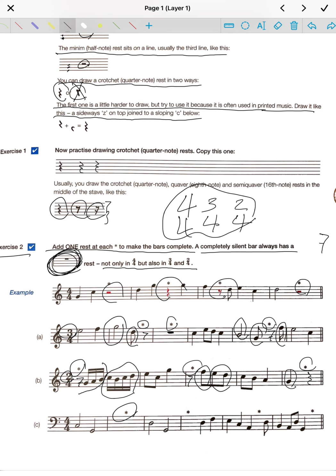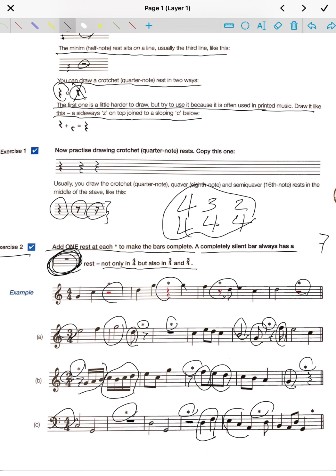Next asterisk is an empty bar again, so we'll go ahead and draw our semibreve rest. Sorry, it's not nice and neat. Asterisk there. So we have 2 beats there, and our time signature is 4/4. We need 2 more, so we need a minim rest. Minim rest, remember, will sit on the 3rd line.